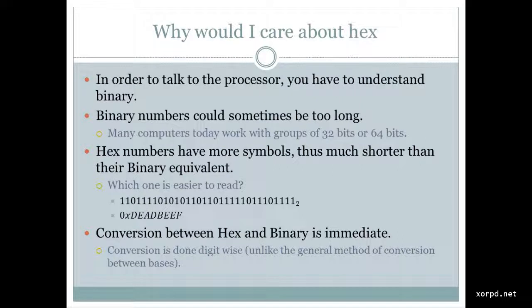Why would you care about hex or base 16? We talked about it pretty much, and you are going to do some interesting exercises about it. So maybe it's a good time to think why we are doing it at all.